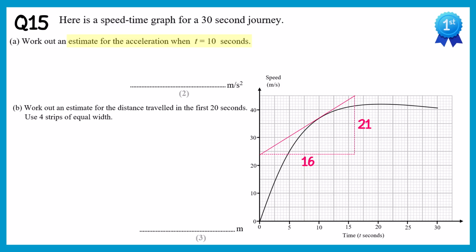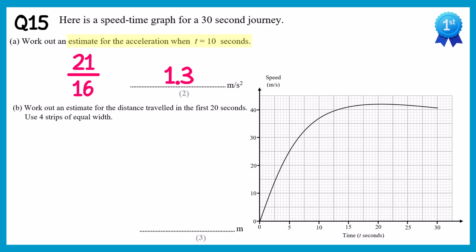We can now work out the gradient by doing the change in y, which is 21, over the change in x, which is 16. If you use your calculator, this comes out at about 1.3. For this question, it depends somewhat on how you drew your tangent, but as long as it's somewhere near to 1.3, you'll probably be okay.